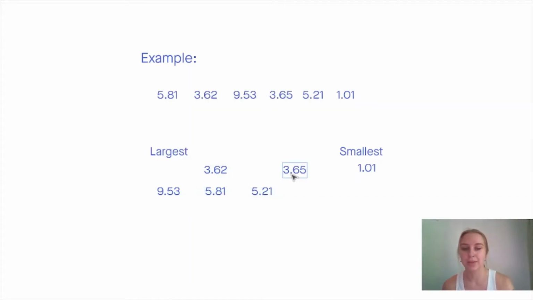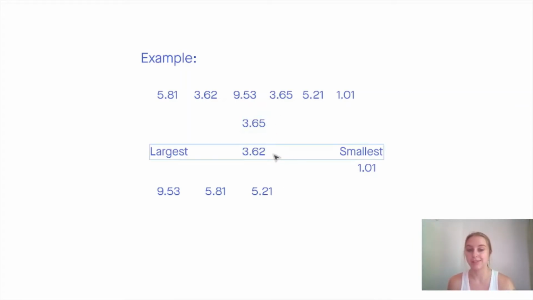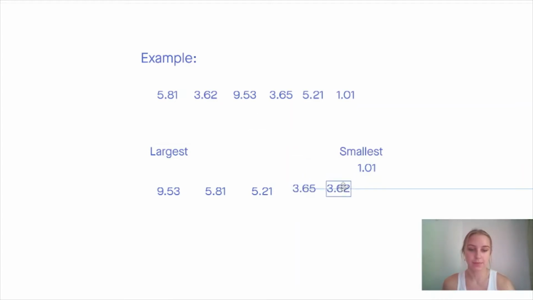Now we have 3.65 and 3.62, which both start with a 3. So we then look at the next digit, and they are the same again. So then we go to the next digit along, and we compare 5 and 2. 5 is larger than 2, so that one comes first. The other one comes second. And then last, we have 1.01, which is the smallest.